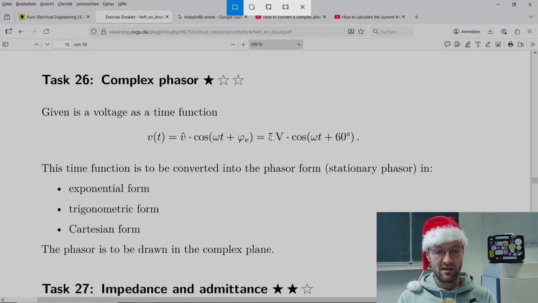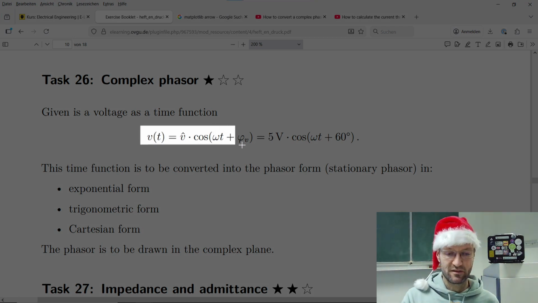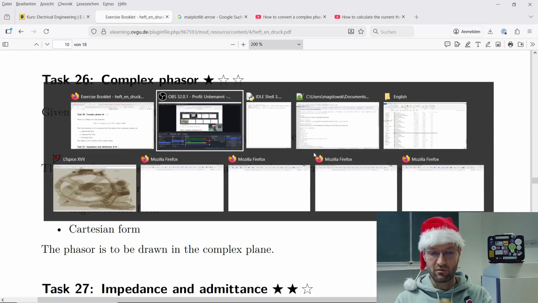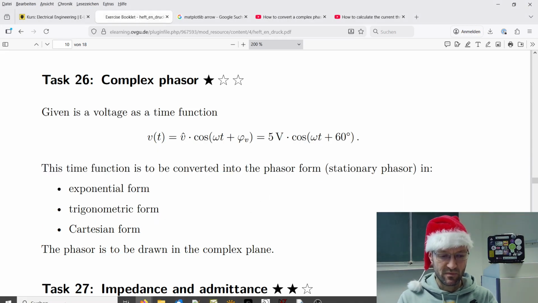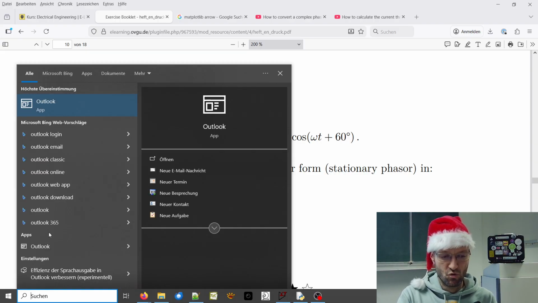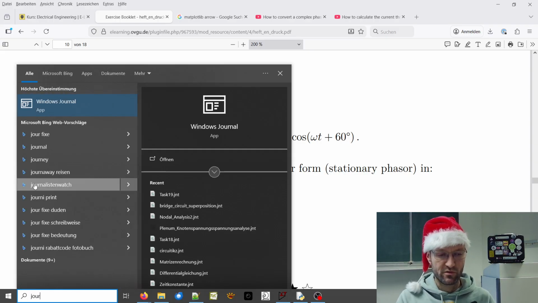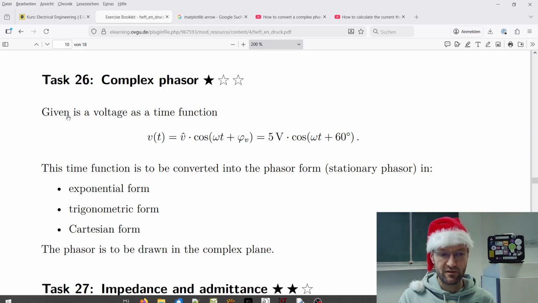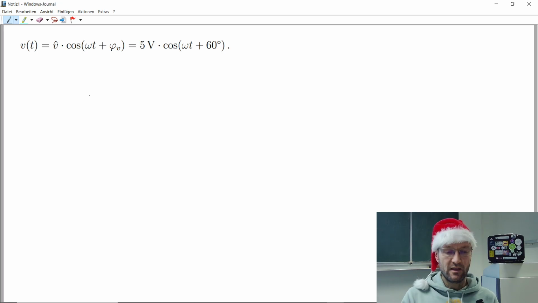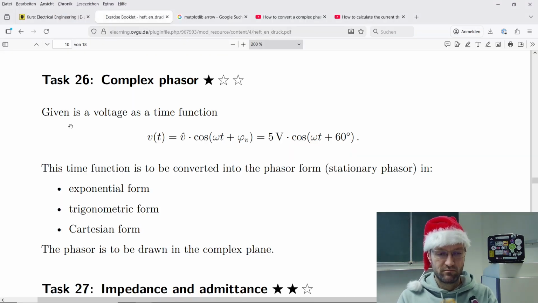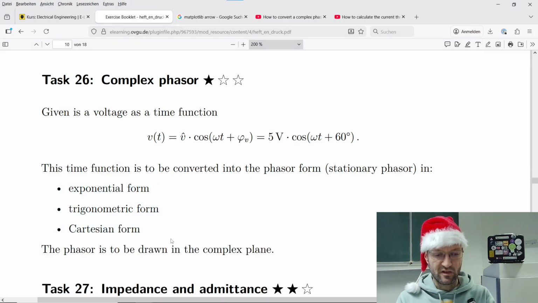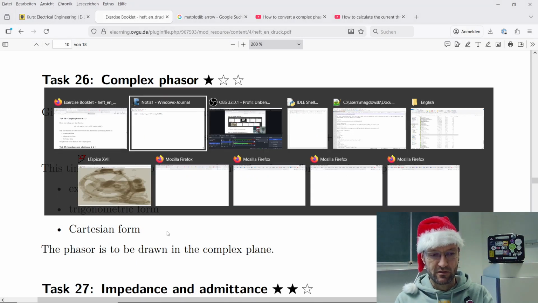This is maybe what we can quickly discuss, and then we can see how we can calculate this. I've not opened up my drawing program yet, so I will open it, which is not Outlook, but Journal. And there it is. And paste this into my drawing program, and maybe also paste the rest here. So we would like to have this exponential, trigonometric, and Cartesian form.